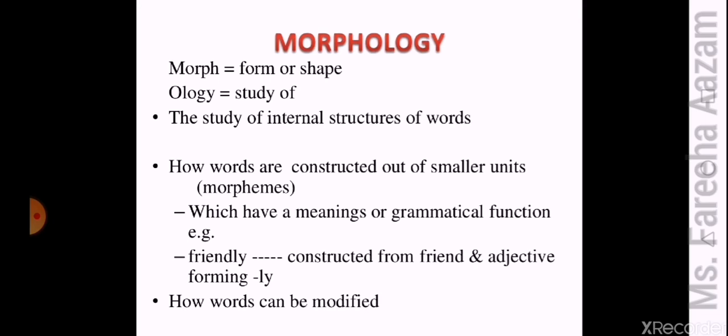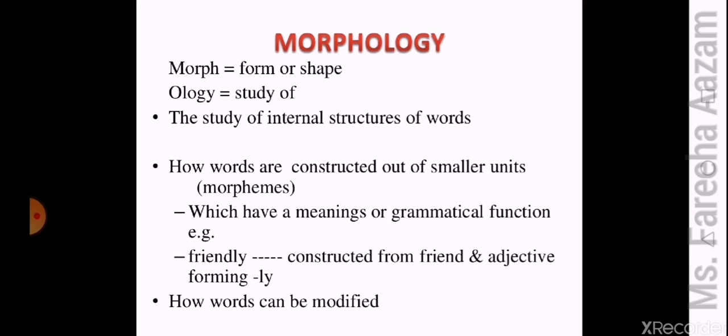If we talk about morphology, the first word, morph, means form or shape. Ology means the study of. It means in this subject we are going to study the form or shape of words, the internal structures of words, and how words are constructed out of smaller units.